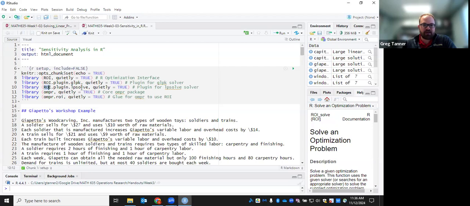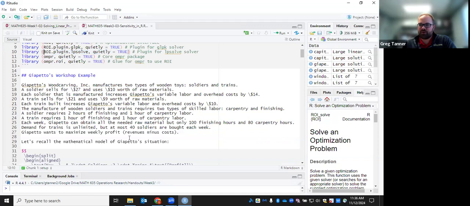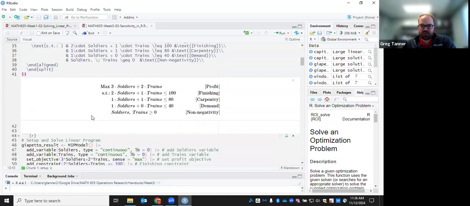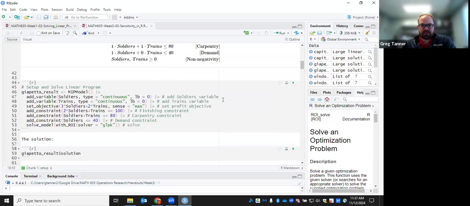You'll notice that I've added an extra library here, the plugin library for lpsolve. You'll have to go ahead and install that package for this to work. But go ahead and follow along with the R Markdown file. We'll start off with our familiar example of Geppetto's workshop. Here is our optimization problem, our linear program here. And let's go ahead and run it and solve it.